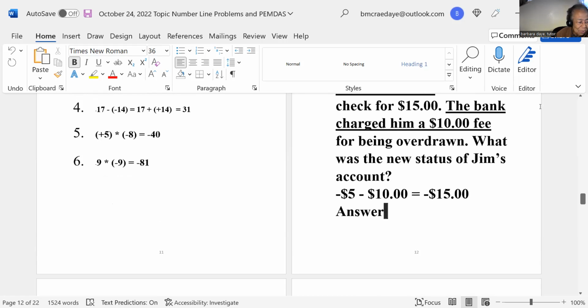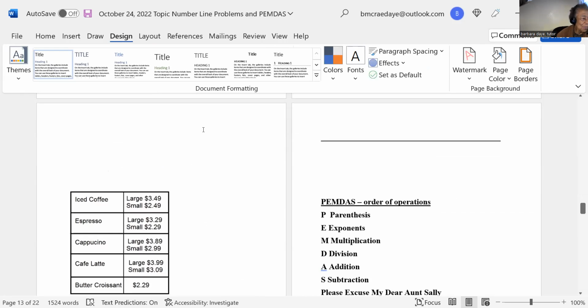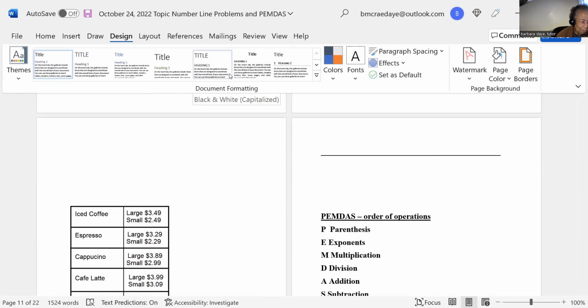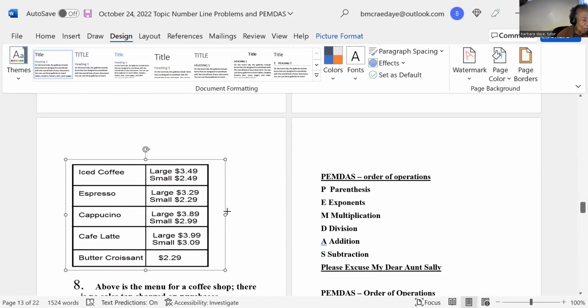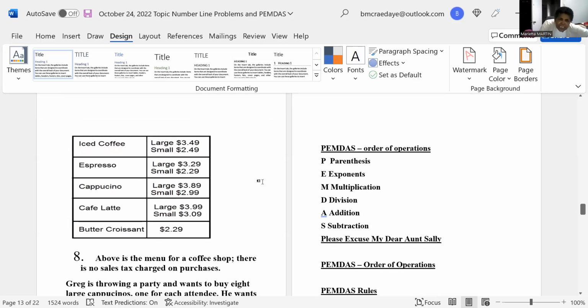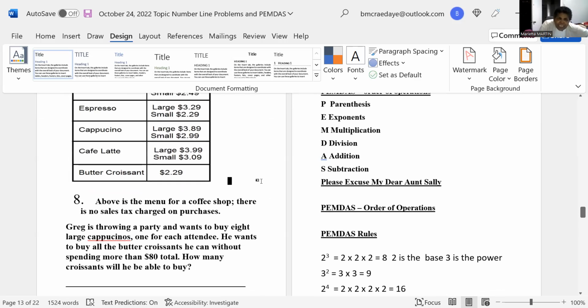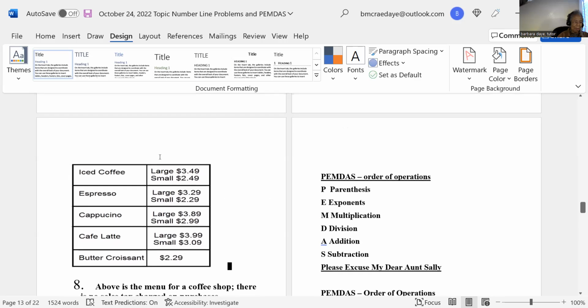Okay, so let's go to another one. I've got a nice little chart for you here. Let me make it a little bigger because I don't know if you can see it. Now, can you see that chart? Iced coffee large is 3.49, and small is 2.49. Let me bring this up a bit. I want you to see it all.